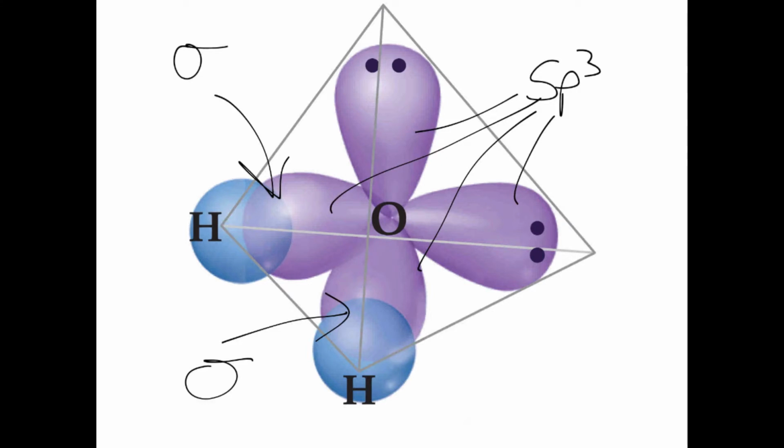Really nothing new here. That's good news for us. I'm just sort of stressing the fact that lone pairs are treated in valence bond theory in exactly the same way as all other pairs of electrons are.